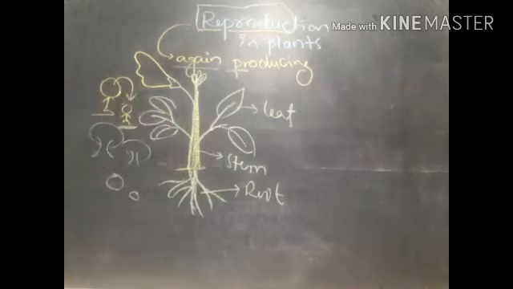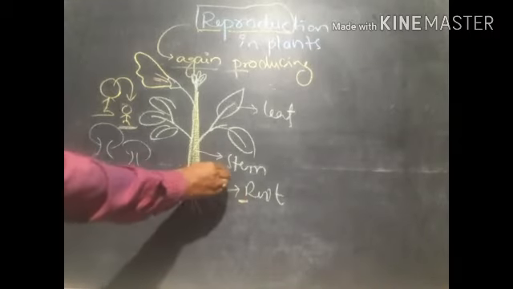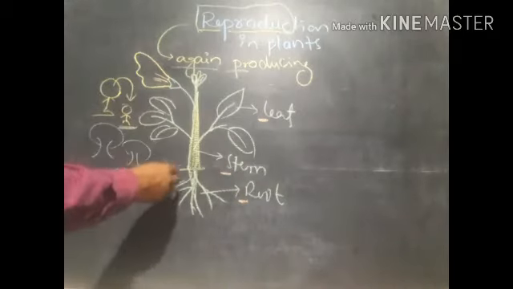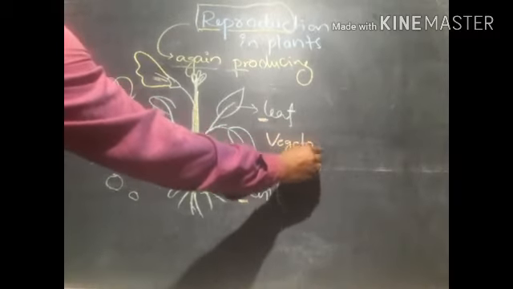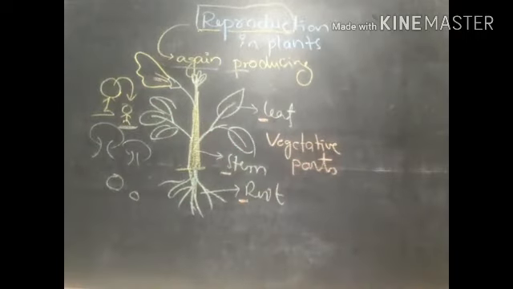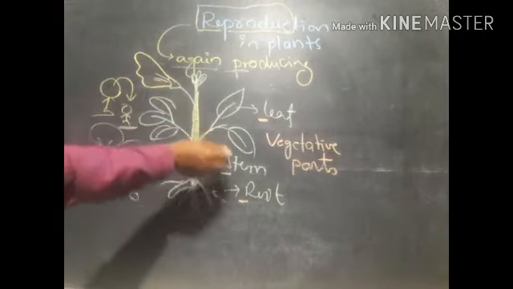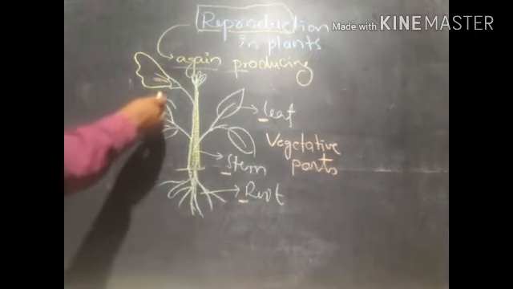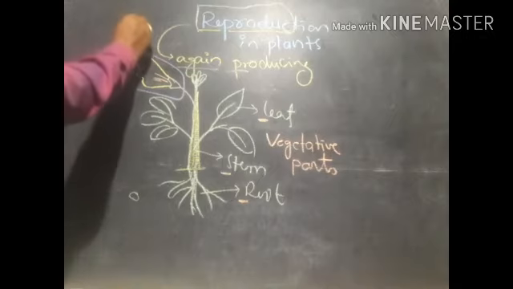When you observe here, root, stem, leaf: root, stem and leaf are called vegetative parts. What are those? Leaf, stem, root. I will explain why they are called vegetative parts. And other than root, stem and leaf, the next part is called the reproductive part.